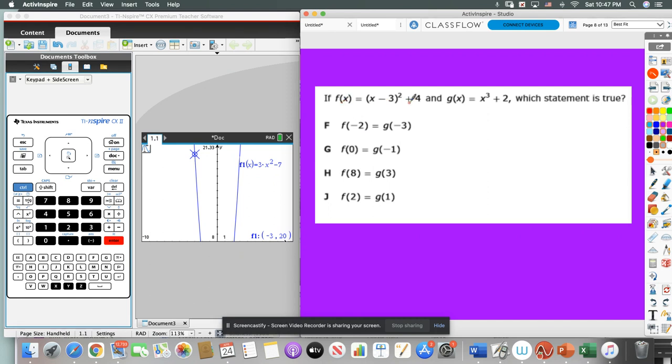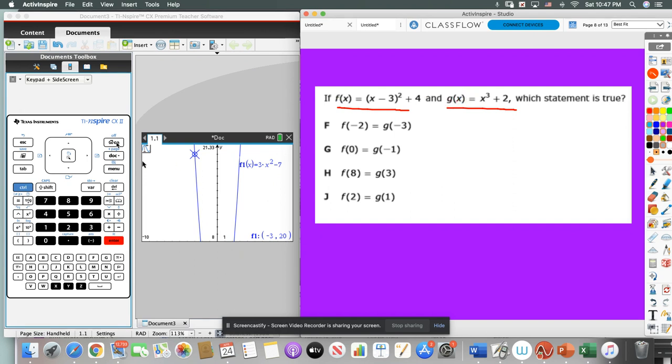Here's another one that showed up on a test that's a little more complex, but it's the same idea. This time they gave me 2 functions. And it says which statement is true. And so down here it gave me f of negative 2. Well, that compares to the f here. And then g compares to the g.